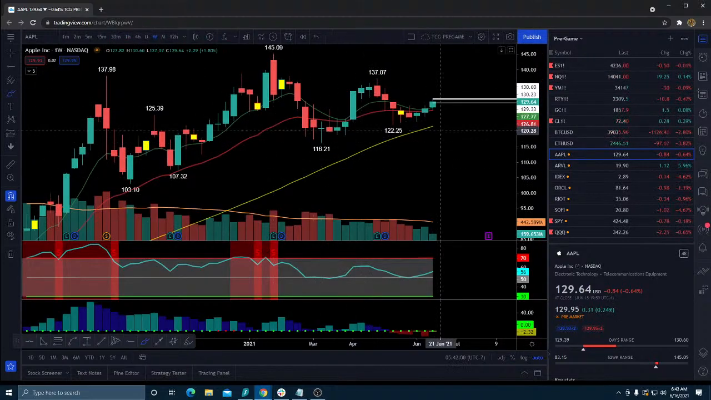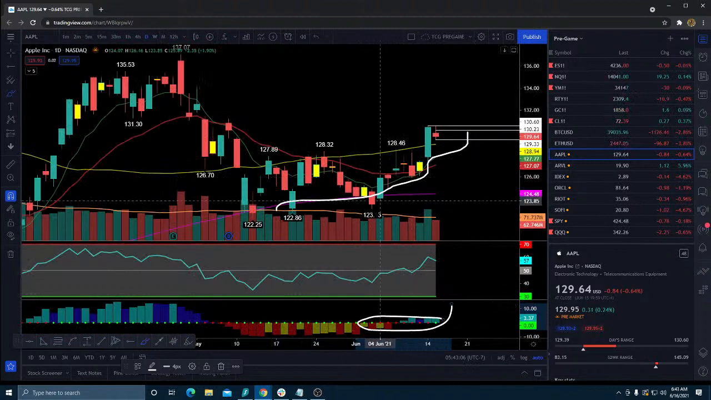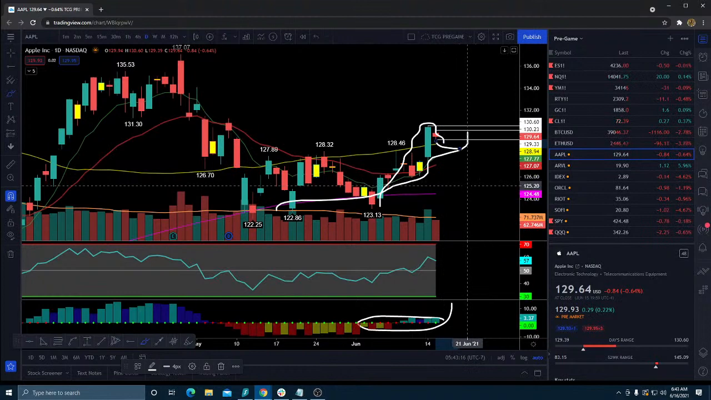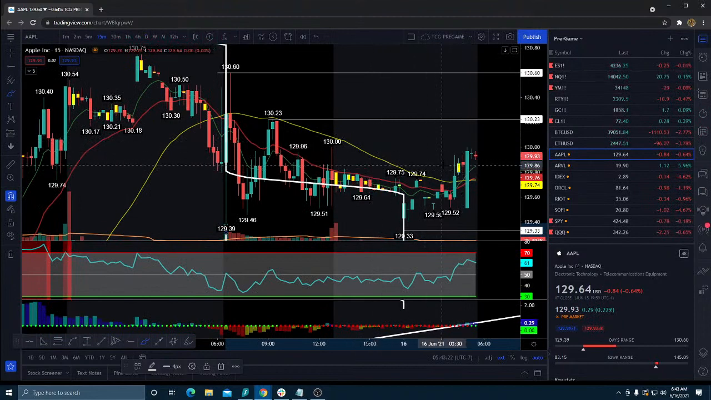On the weekly, we have this turn up in price. On the daily, we are squeezing and we've popped up over the 50 EMA. It's very common to pop up over a key EMA, then come back and test it. So if we touch that EMA around 128.94, that could be a great buying opportunity for Apple. I only like Apple to the long side. It's just a difficult day for me to take that trade because we don't know what's going to happen with FOMC.